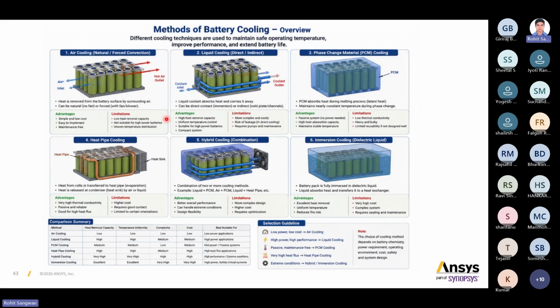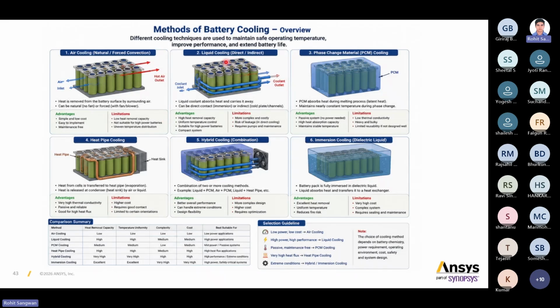Whereas there is some limitation: the heat removal capacity is not that high, and it is not suitable for high power batteries. But if we talk about simple examples, like the batteries in our home, there we use natural convection. That's why when we have the inverter battery, you can see we don't put any fan there. So it depends on the application where I'm going to use that part.